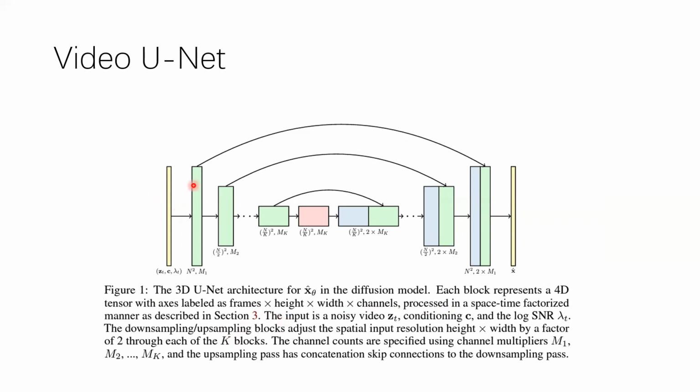It's similar to the 2D one: you shrink the size by downsampling, and when you reach a certain size, you upsample to restore the original size as the output.